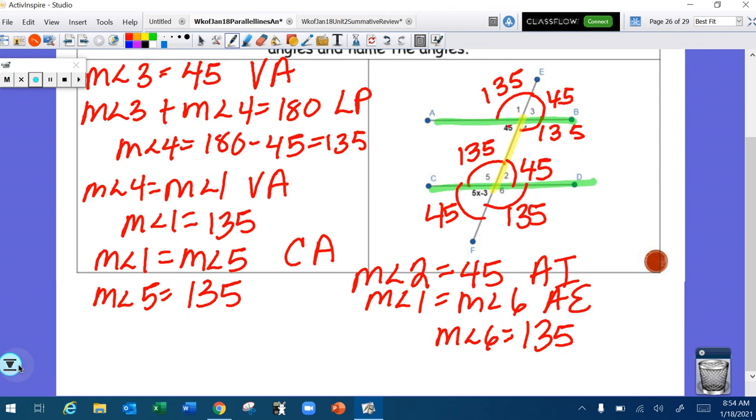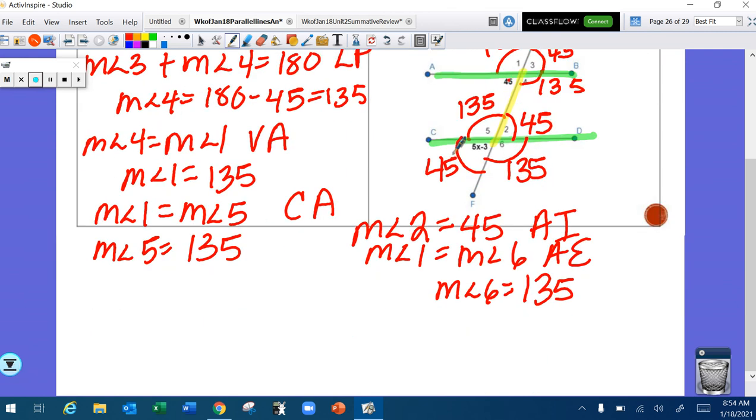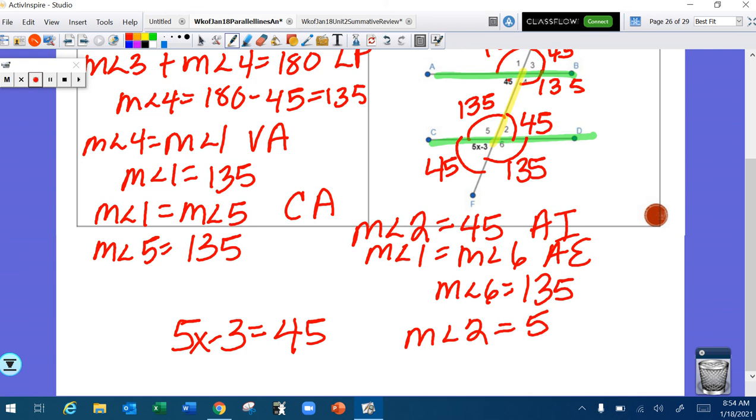Okay? So I know that this little piece right here is going to be equal to 45, but I need to solve for x here. So I'm going to say 5x minus 3 should equal 45, because I know this angle is going to be 45, because the measure of angle 2 and this angle are vertical angles, so they should be equal. So I'm going to say the measure of angle 2 should equal 5x minus 3. This angle should equal that.